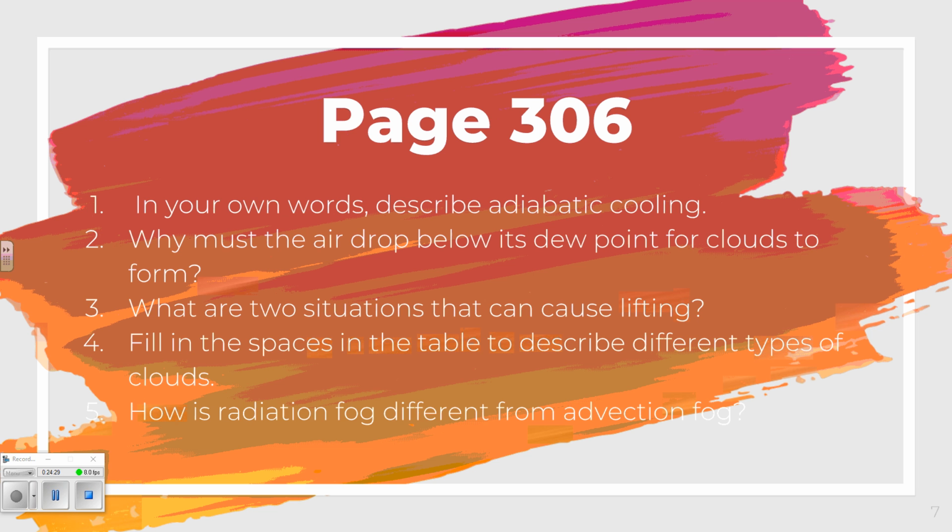Third row, nimbostratus. Altitude, low. Shape, thin, flat sheet. Precipitation, yes. Fourth row, cumulonimbus. Altitude, low to middle. Shape, puffy. Precipitation, yes.